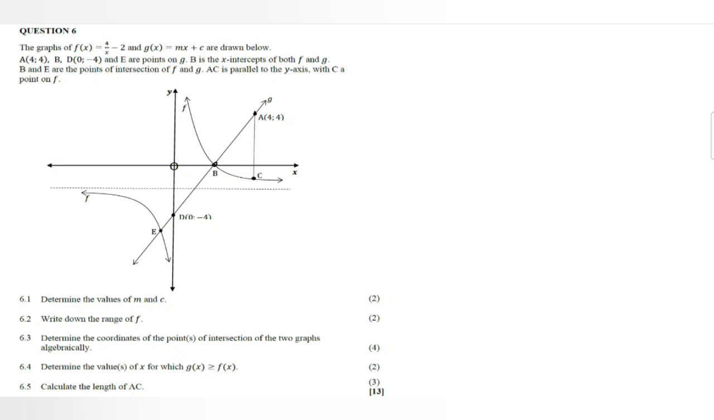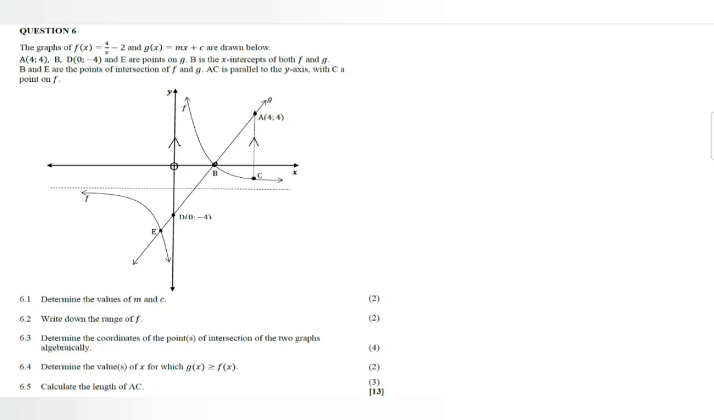Then the line AC is parallel to the y-axis, with C a point on f. Clear? So AC is a vertical line because AC is parallel to the y-axis. Question 6.1. Determine the value of m and c.